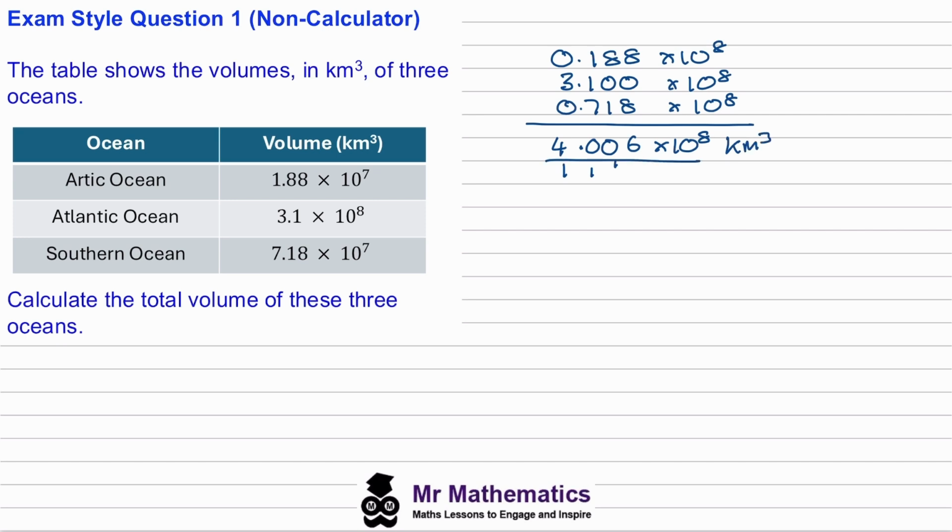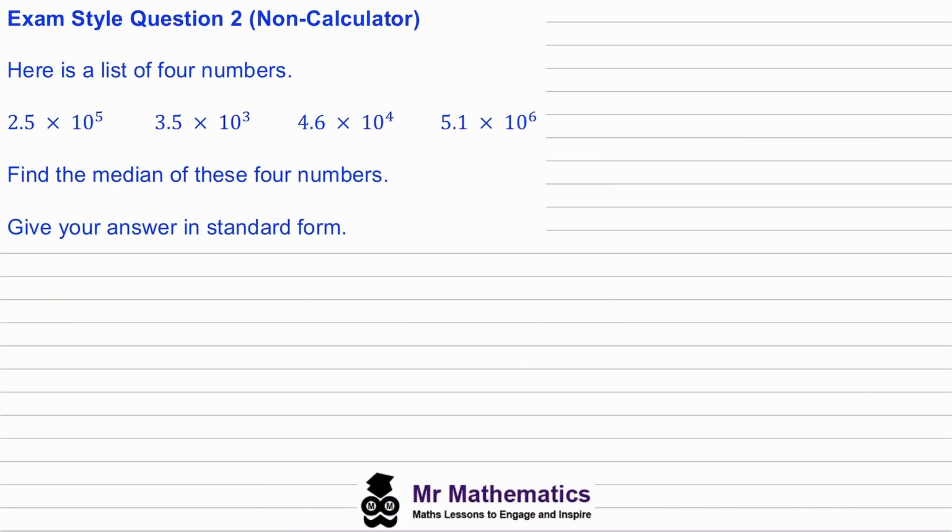Okay, let's try one more question. So in this question, we've been asked to find the median of these 4 numbers and to give our answer in standard form. Do you want to try this question yourself? Come back when you're ready. Okay, so because we want the median, we need to write them in ascending order. So we need them all to be the same power of 10. So I'm going to write them as 10 to the 5.